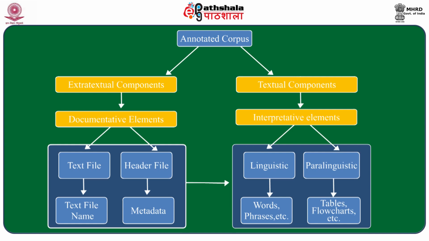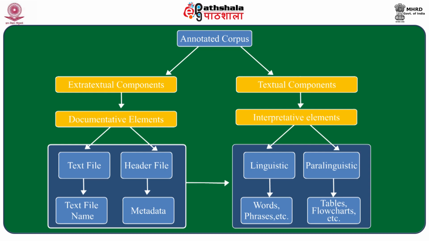The other part is known as documentative elements, which are basically extratextual elements. What are those? In a corpus, we put a text file. We give a file name to a text that was not there within the text. So this is a documentative part, an additional part. Or we provide a header file, which carries a lot of metadata information. So this is called the header file or documentative elements.